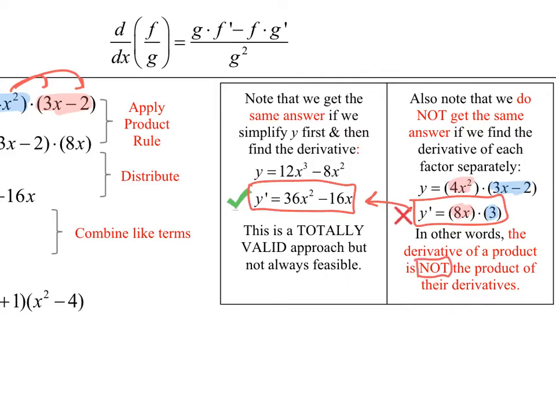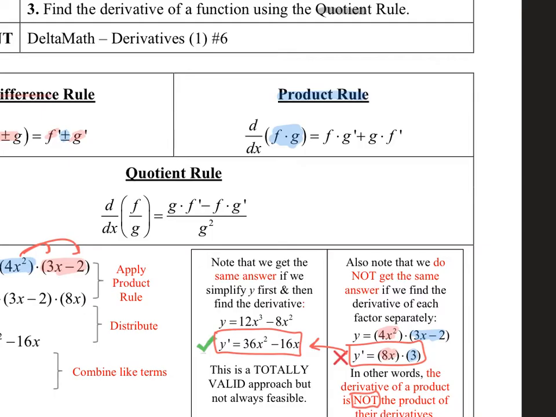So one way that you could do it is exactly as I did in this box over here. It's a totally valid approach, but sometimes multiplying out is not always feasible. So we need to find another way, and that's where the product rule comes in. So let's go back up here and see what it looks like.